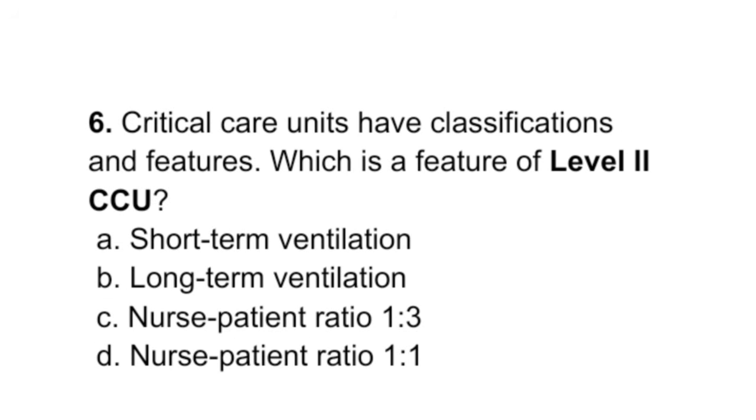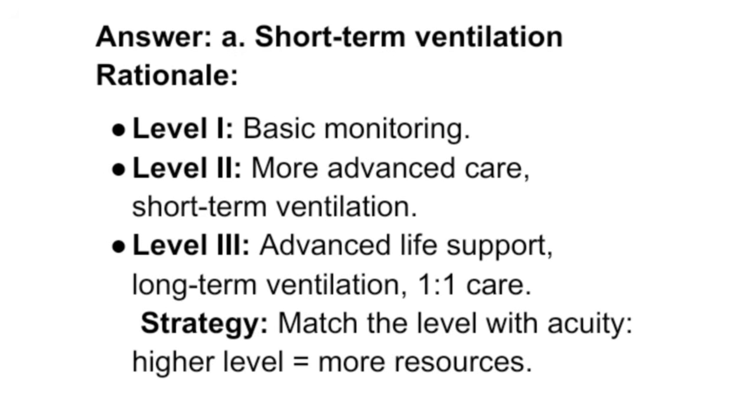6. Critical care units have classifications and features. Which is a feature of Level 2 CCU? A. Short-term ventilation. B. Long-term ventilation. C. Nurse-patient ratio 1:3. D. Nurse-patient ratio 1:1. Answer: A. Short-term ventilation. Rationale: Level 1, basic monitoring. Level 2, more advanced care, short-term ventilation. Level 3, advanced life support, long-term ventilation, 1:1 care. Strategy: match the level with acuity, higher level equals more resources.